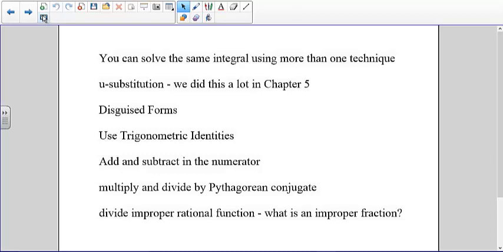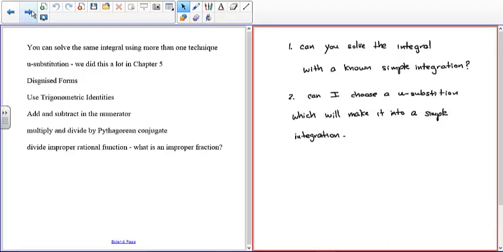So these are the titles they use in the book: disguised forms, using trigonometric identities, adding and subtracting in the numerator. We've actually done some of that at the end of chapter 5, where we did some of the more complicated ones. They were kind of like rational functions, but having square roots in the denominator. Multiplying and dividing by the Pythagorean conjugate, and taking an improper fraction and dividing it out. So those are some of the things where we don't have to develop any new techniques. We're just going to review the things that we know.